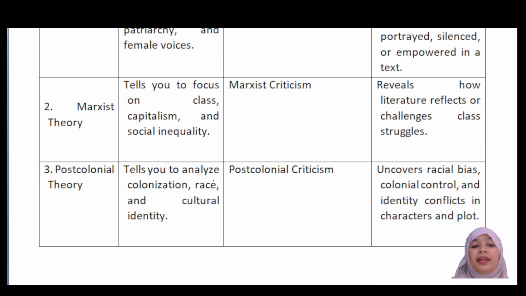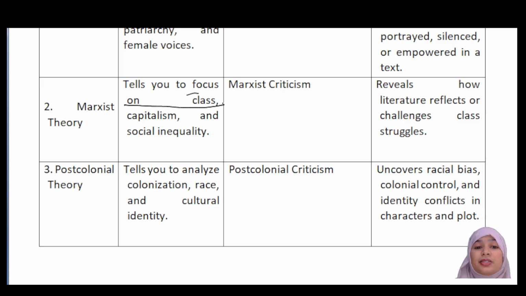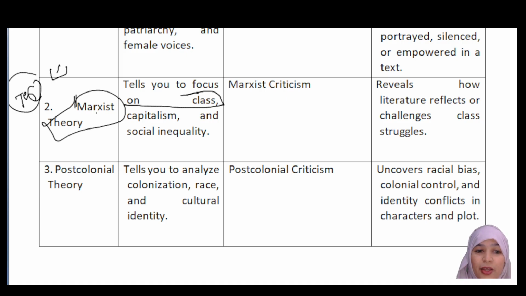What about Marxist theory? It tells you to focus on class. If you hold this text and put on the lens of Marxist theory, first you need to focus on class: upper class, middle class, low class, and in which category the characters in that work fall. Can we see capitalism dominating the lower class people? And how they treat social equality in that society. This is what is called Marxist theory.